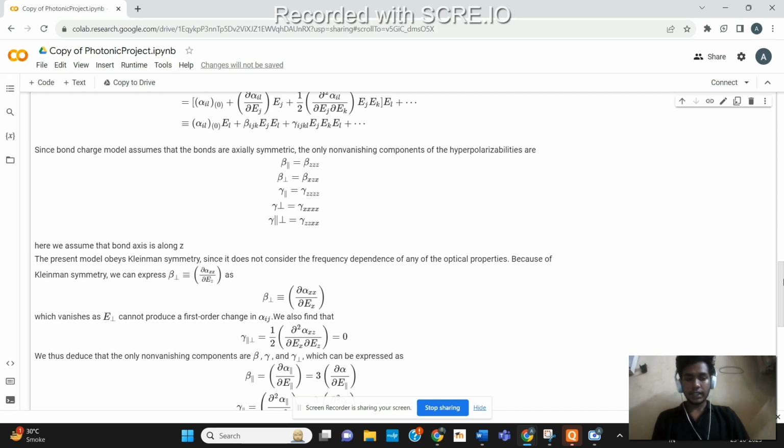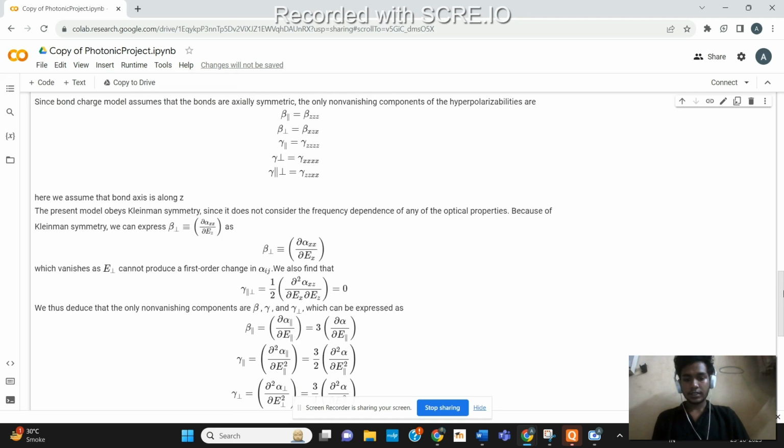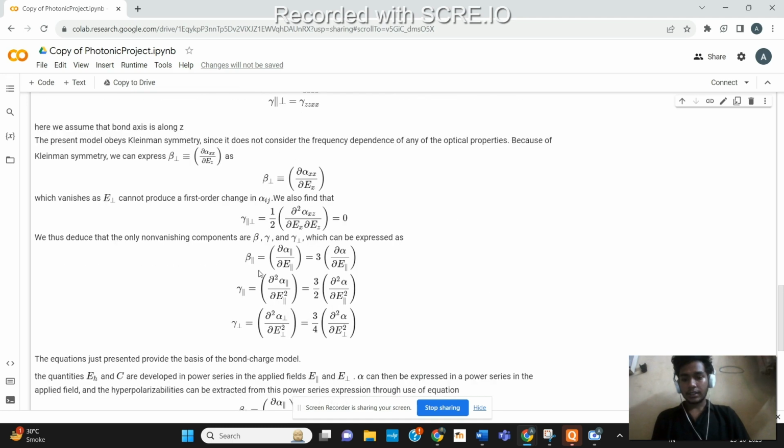So the only non-vanishing components are β-parallel and γ-perpendicular. Their values are given here. These equations provide the basis of the bond charge model.